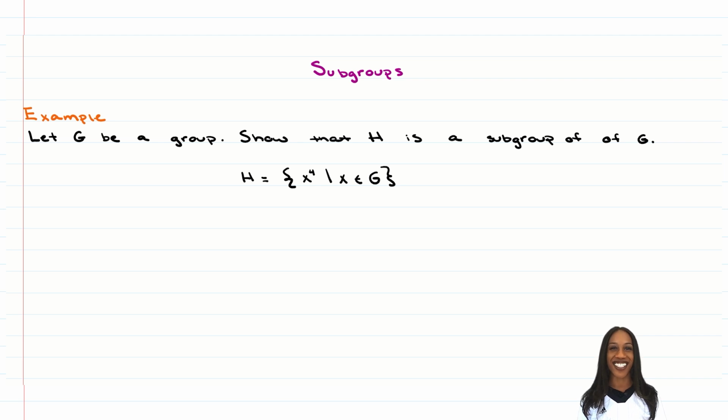Now let's take a look at this example. Our example says, let G be a group. Show that H is a subgroup of G, where H is defined as x raised to 4 such that x is an element of G. The first thing we'll do is review the definition of a subgroup.